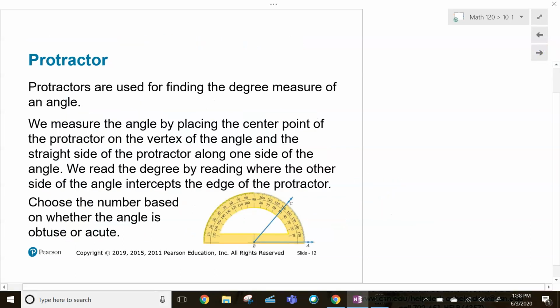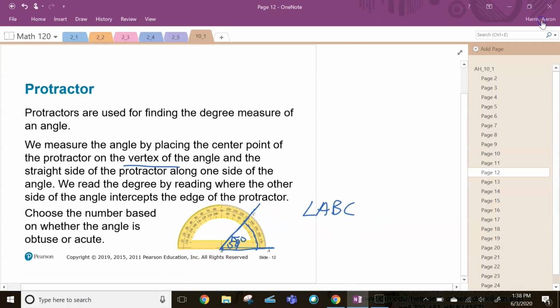A protractor is an instrument used to find the degree measure for an angle. What we do is place the center of the protractor on the vertex of the angle, on the straight side, and then we measure it. For example, measuring angle ABC, I'm reading the inside numbers here: 10, 20, 30, 40. It looks like we rotate 50 degrees on that.